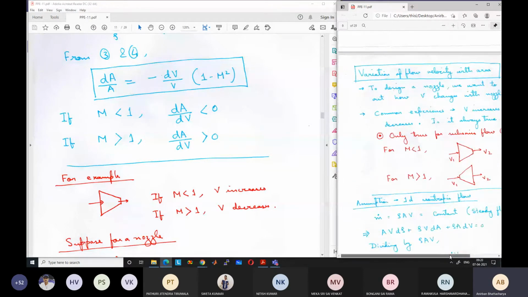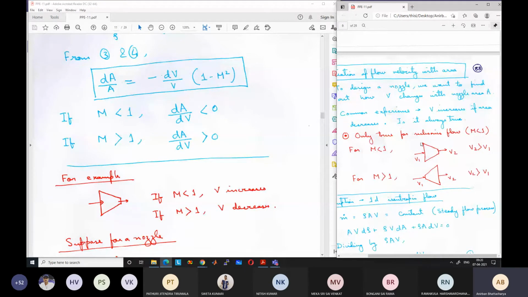However, for supersonic flow, 1 minus M squared is greater than 0. Sorry, less than 0, negative. Because M squared is greater than 1, 1 minus M squared is negative. So negative times negative becomes positive. So if dA is positive, dV also is positive. So if the area increases, then the velocity increases.